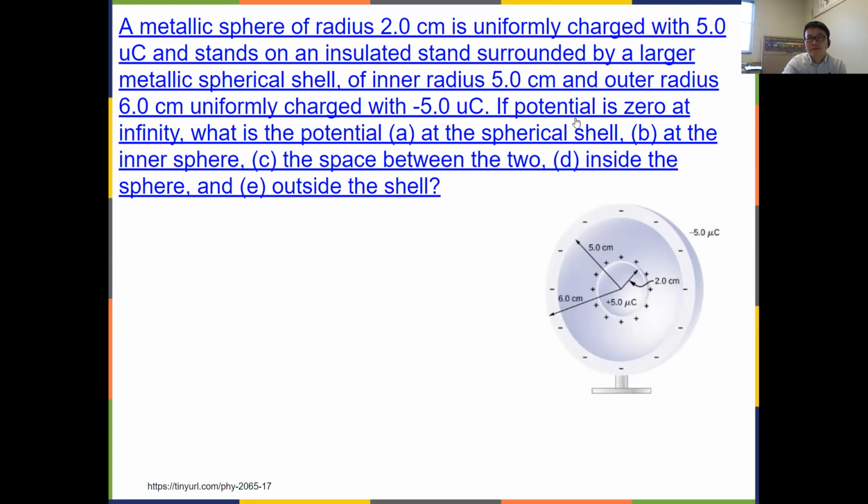It says if the potential is 0 at infinity, what's the potential at the spherical shell and the inner shell? So this is the outer shell, and the inner shell over here. And what will be the potential in the space in between, inside the shell here, and outside the shell.